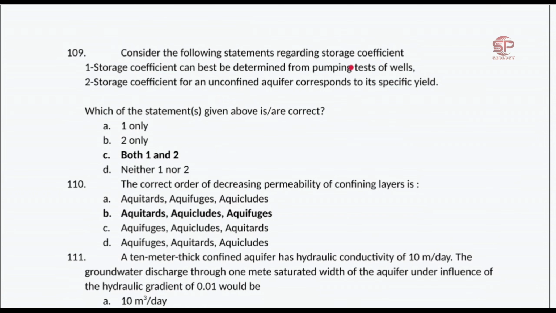Also, the following statement regarding the storage coefficient. Storage coefficient can be best determined from a pumping test well. Then, the storage coefficient of an unconfined aquifer corresponds to its specific yield. You can check the Fetter book, where it is written that the storage coefficient of an unconfined aquifer corresponds to specific yield. And a pumping test is done to determine specific yield. That means the storage coefficient of an unconfined aquifer can be determined through a pumping test. So both options will be correct.